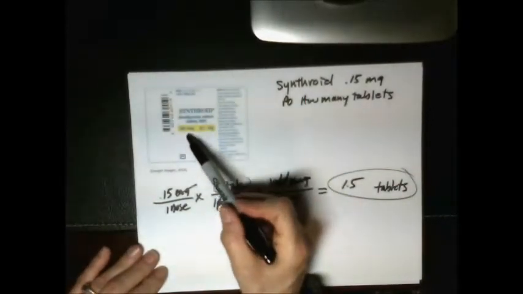Is that reasonable? Well, if we look at our label, it tells us that 100 micrograms is 0.1 milligram. 0.1 milligram would be 1 tablet, but we need 1.5 of those units. We need 0.1 and we also need 0.05. So a half a tablet is going to give us 0.05 and a whole tablet is going to give us 0.1. And if we multiply that times 10 to get our conversion, it's going to be 1.5 tablets.